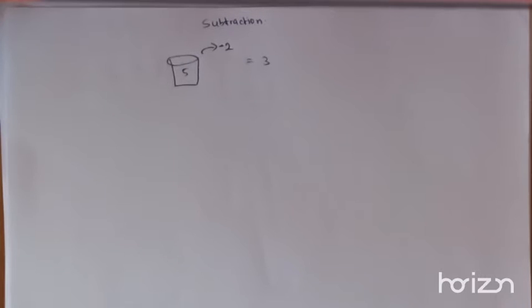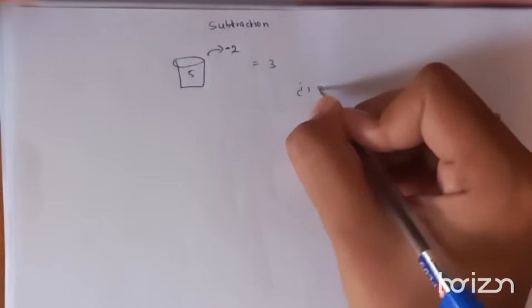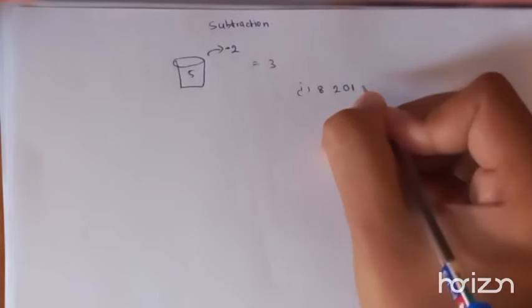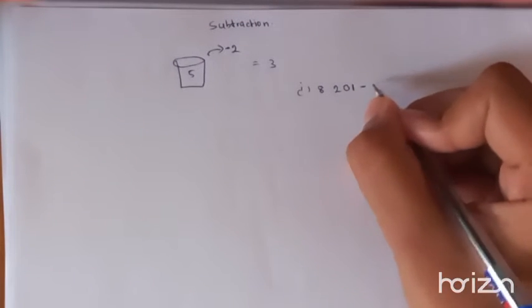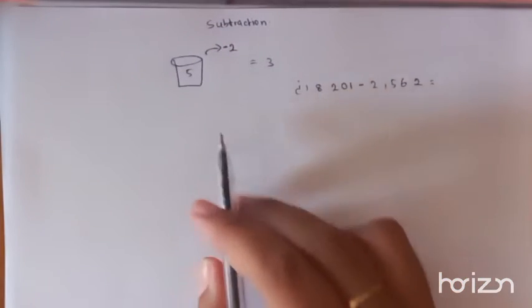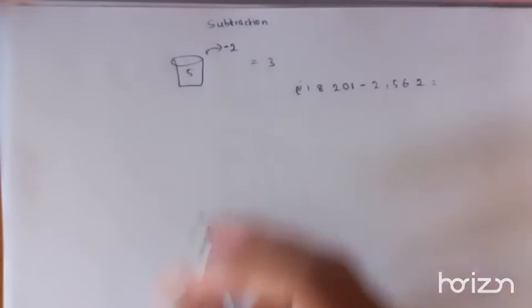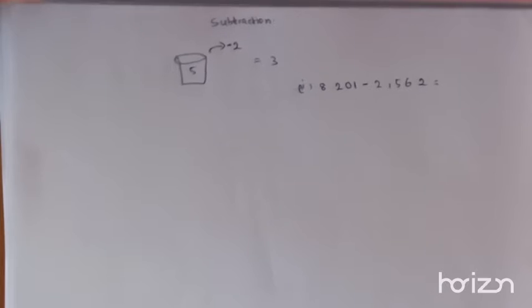But when we have a large number, for example 8,201 take away 2,562, we can't actually do it using this method, because we've got two 4-digit numbers that we need to work on when we're subtracting. So at this point is when we will have to use the column method of subtraction.